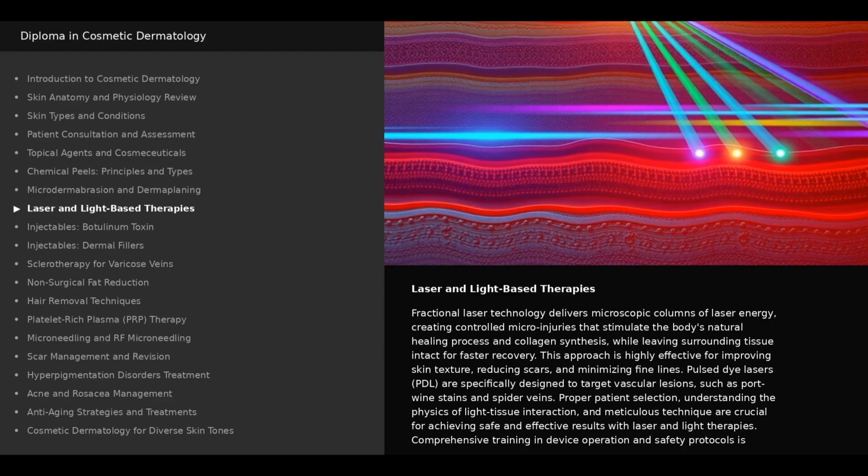Proper patient selection, understanding the physics of light-tissue interaction, and meticulous technique are crucial for achieving safe and effective results with laser and light therapies. Comprehensive training in device operation and safety protocols is essential for practitioners in this advanced field.